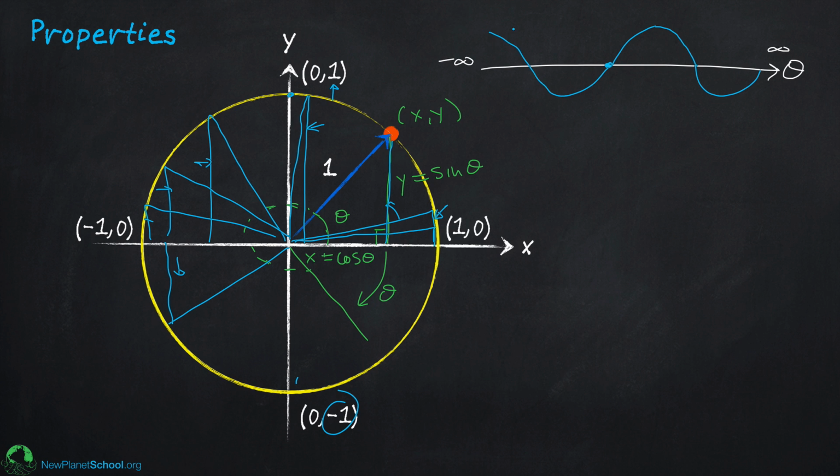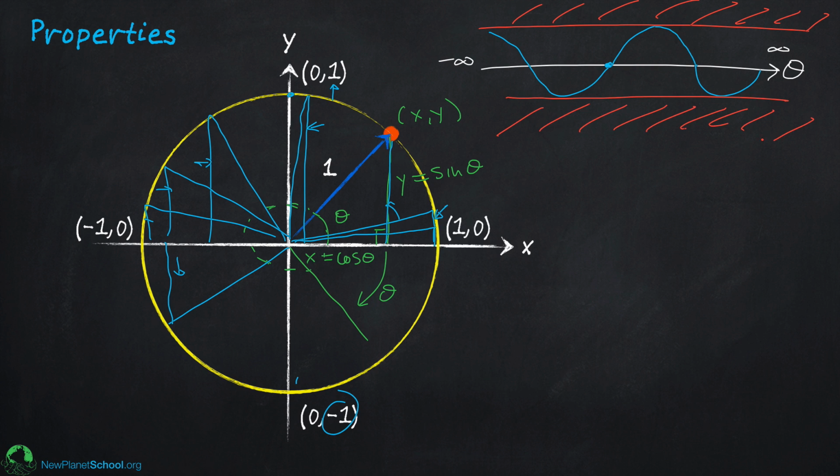But one of the things that you see is this function can never be greater than 1, and it can never be less than minus 1. So it can exist for any theta, but it can't be greater than 1 or less than minus 1. That's called the codomain. The other thing that we see about this function is that it's odd.